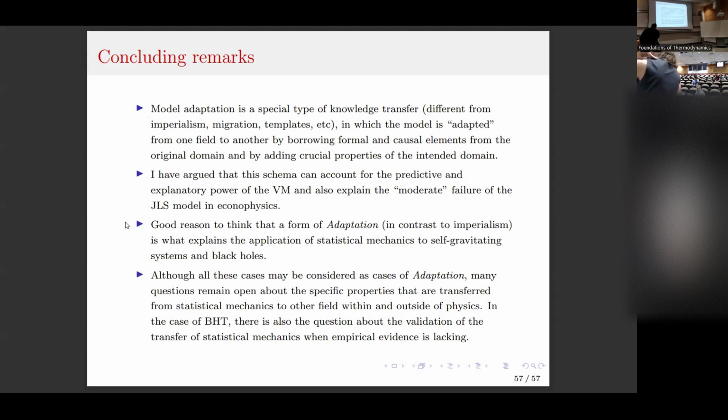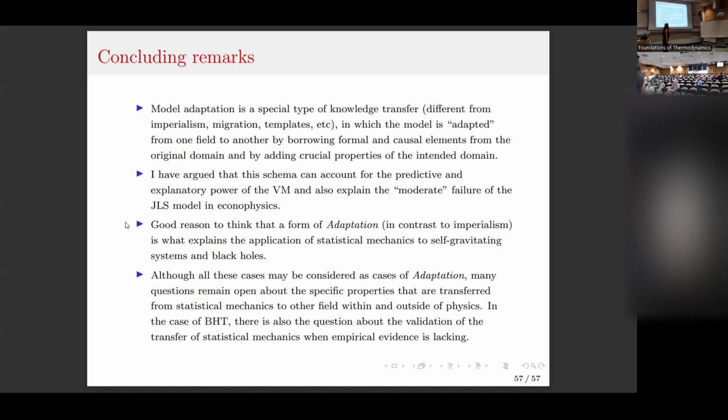So what I am defending here is that model adaptation, what I call model adaptation, is a special type of knowledge transfer that is different from imperialism, from migration, from templates, from skepticism, and from everything that has been proposed so far. Basically, the model is adapted if it borrows certain formal and causal elements from the original domain, but also if it adds crucial properties of the intended domain. I argue that this schema can account for the predictive and explanatory power of the Vicsek model and also explain to some extent the moderate failure of the JLS model in econophysics.